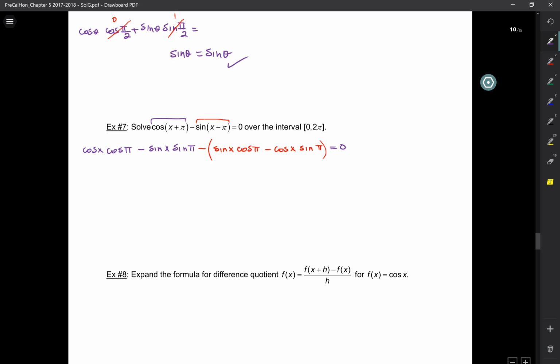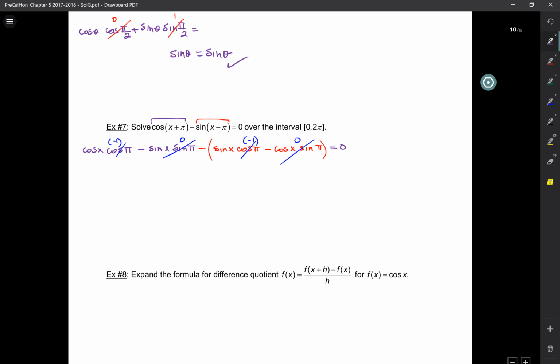Okay, let's see what we could do here. What's cosine of pi? -1. What's sine of pi? Love those zeros, right? What's cosine of pi? Still -1. What's sine of pi? Still 0.